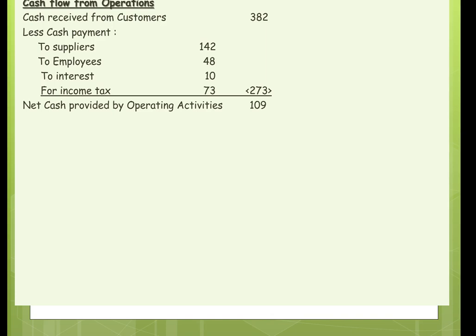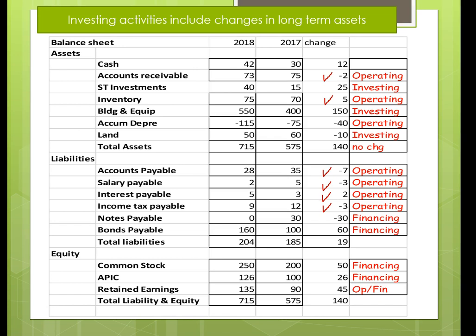Now we're going to go through and do investing activities. We're going to go back and look at the transactions that are identified as investing activities. And we have 3 of those. We have an increase in short-term investments of 25. We have an increase of 105 with building and equipment, and we have a decrease in 10 for land.